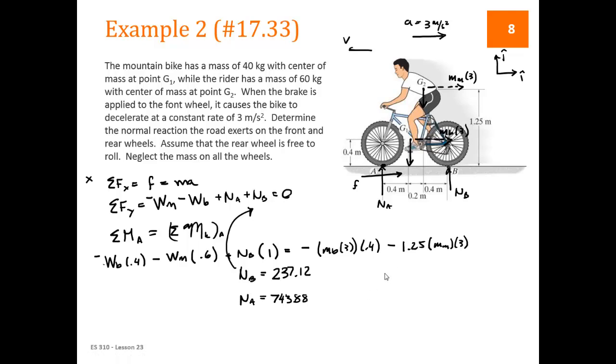The other way that we could have solved this problem without using these kinetic moments would be to draw it as two free body diagrams. The free body diagram of the man, the free body diagram of the bike, and work through it that way. But this simplifies things tremendously. Just remember, these are not real moments. These are kinetic moments.